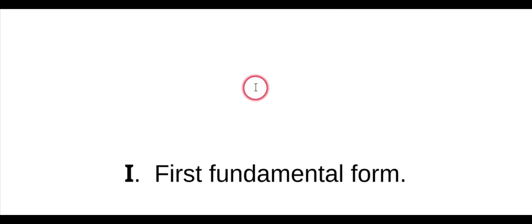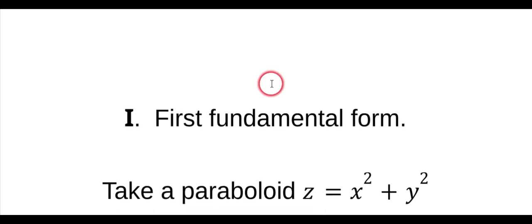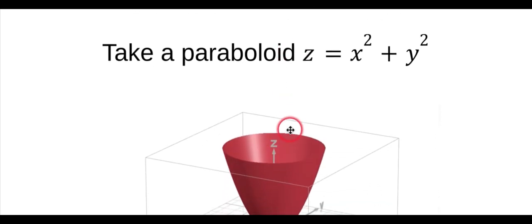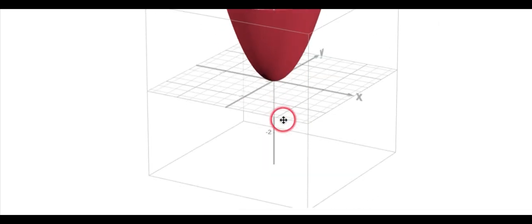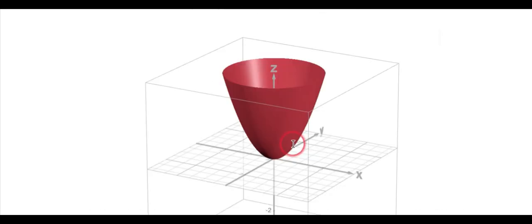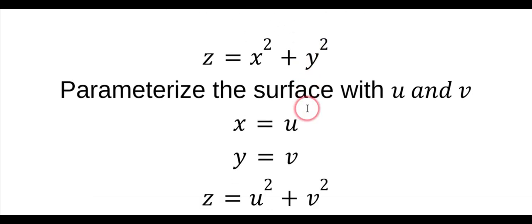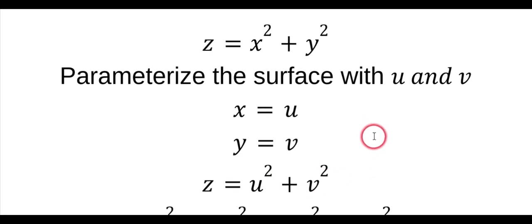So, the first fundamental form, we're going to take an example. Let's take a paraboloid, z equals x squared plus y squared. It looks like this. And it passes through the origin. That's important for later. Alright, so we're going to parameterize the surface of this with u and v. This is a very normal way to do this. So x is equal to u, y is equal to v. We plug those in, we get z is equal to u squared plus v squared.